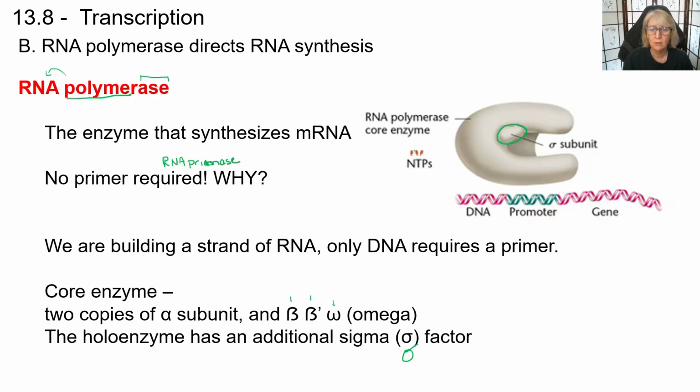These little NTPs are nucleotide triphosphates that are going to be RNA nucleotide triphosphates. It's going to build a complementary anti-parallel strand of RNA that can then leave the nucleus and head out into the cytoplasm if you're a eukaryote, or just head to the ribosome if you're a bacteria.